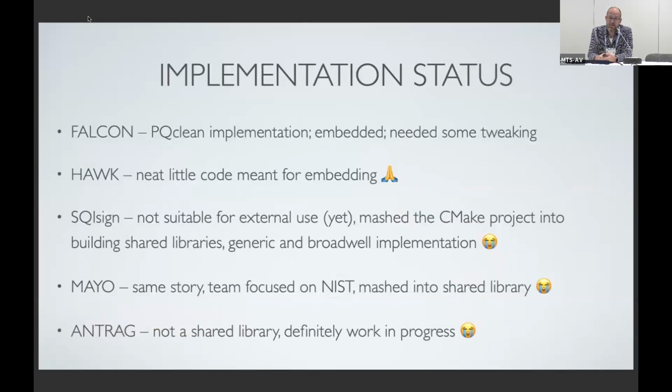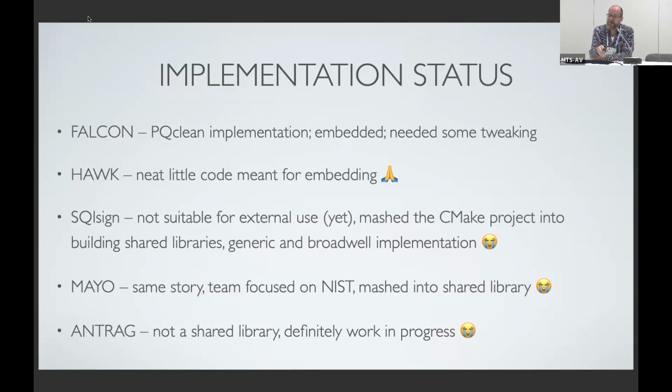Implementation status: it's new. Falcon has a nice embedded implementation from the PQClean project, but it needed some tweaking to be used. Hawk, really, the authors produced really neat code meant for embedding into other projects. So thanks to them, because, well, after seeing all the code here, I think that cryptographers should not write code. And software engineers should not do cryptography.